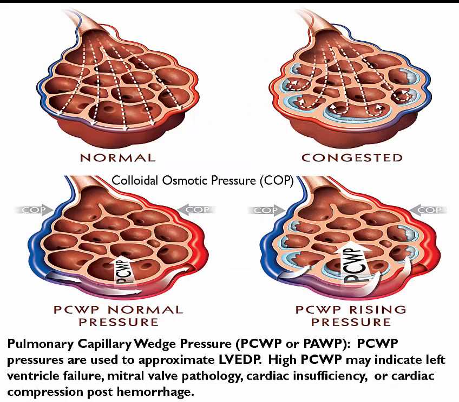Pulmonary capillary wedge pressure is known as PCWP or PAWP. The pulmonary capillary wedge pressures are used to approximate the left ventricular end diastolic pressure. A high PCWP may indicate a left ventricular failure, mitral valve pathology, cardiac insufficiency, or cardiac compression post-hemorrhage.